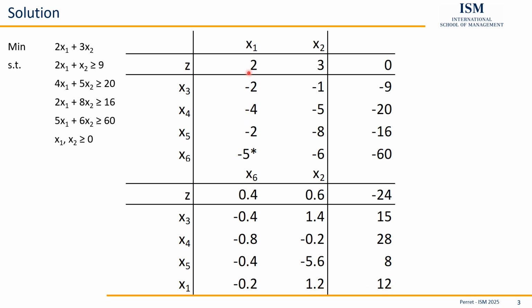In the pivot column, I'm going to divide everything by minus the pivot element. So in this case, by +5. So I go 2 divided by 5, -2 divided by 5, -4 divided by 5, and -2 divided by 5, giving me these values here.